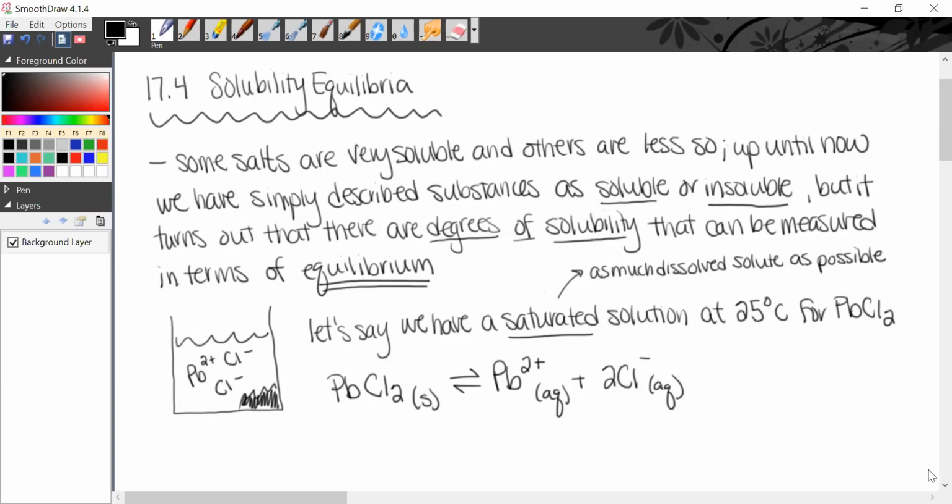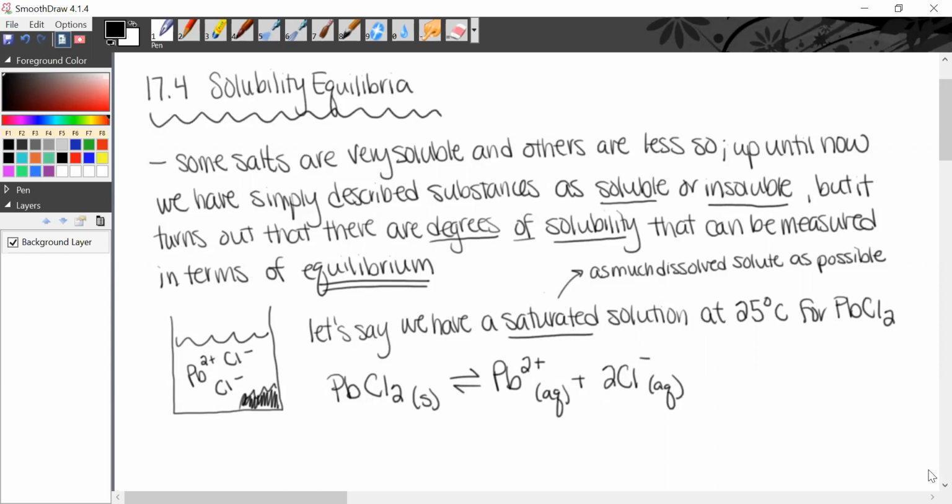Well, it's more complicated than that, okay? Even these salts that we call insoluble, a little bit of them does dissolve. Not very much, but a little bit. And salts that we say are really soluble, it's not like you can dissolve as much of it as you want, like all of it will always dissolve. There are degrees of solubility, okay? And some salts are more soluble than others.